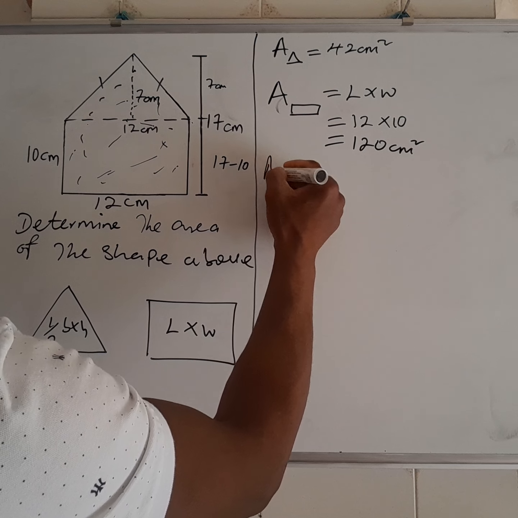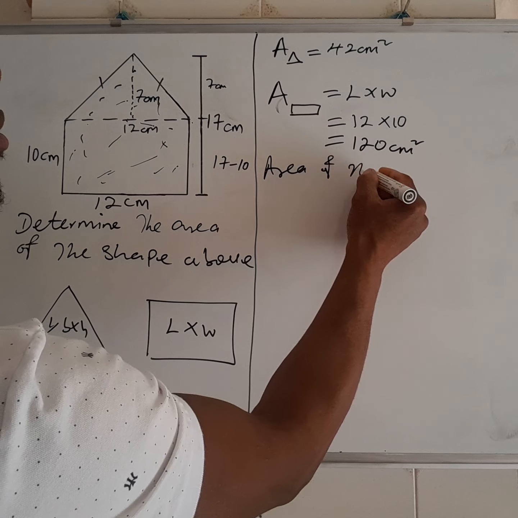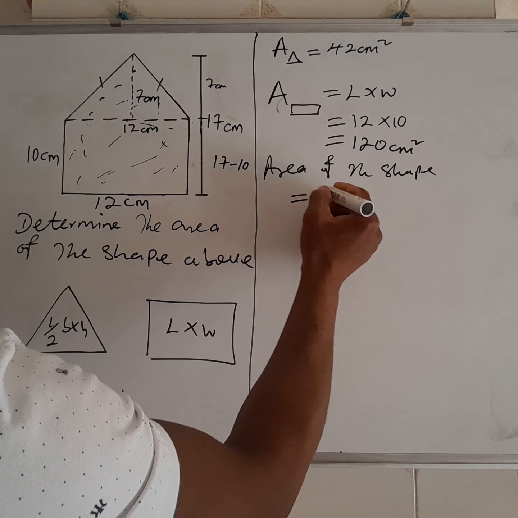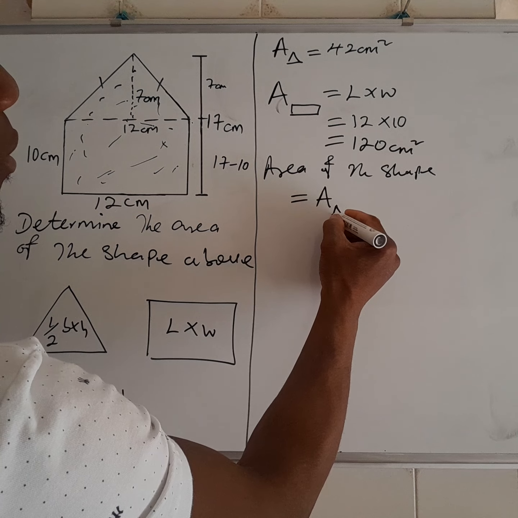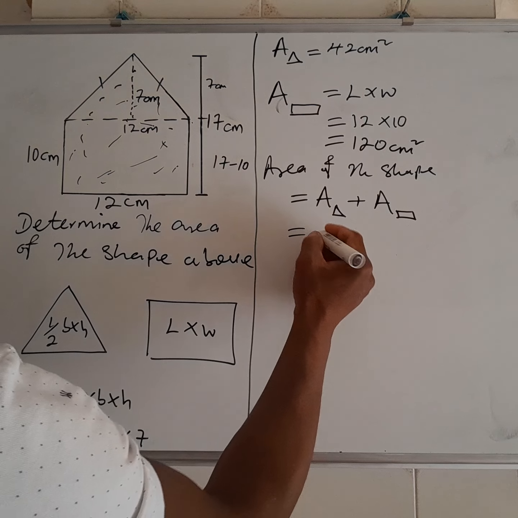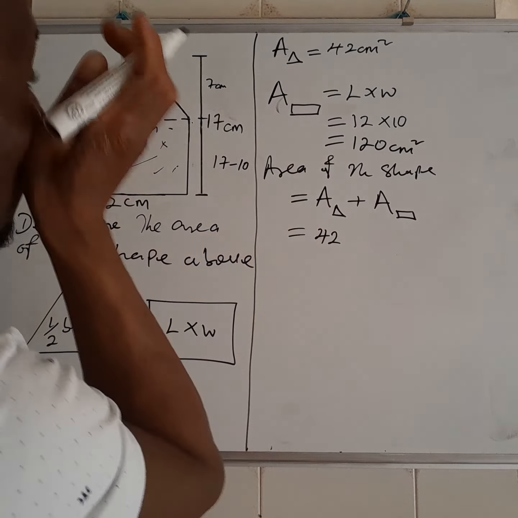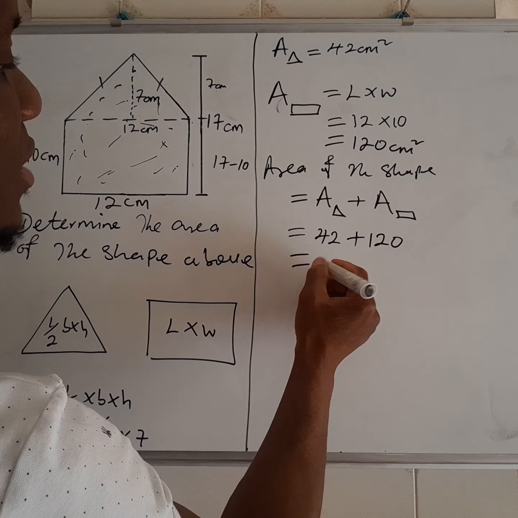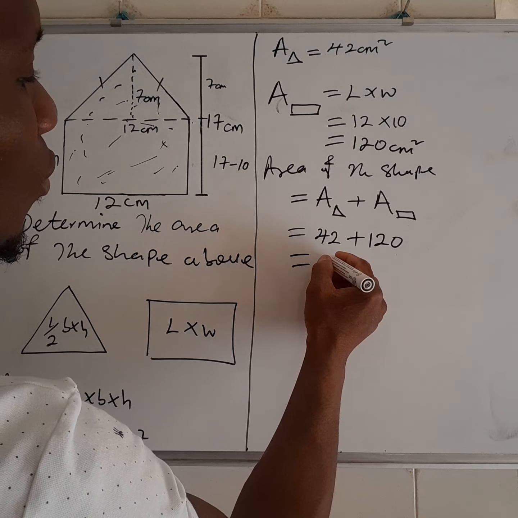So area of the shape is equal to area of triangle plus area of rectangle. Your area of triangle is 42 centimeters squared, plus area of rectangle, 120. This gives you 162 centimeters squared as the area of this very shape.